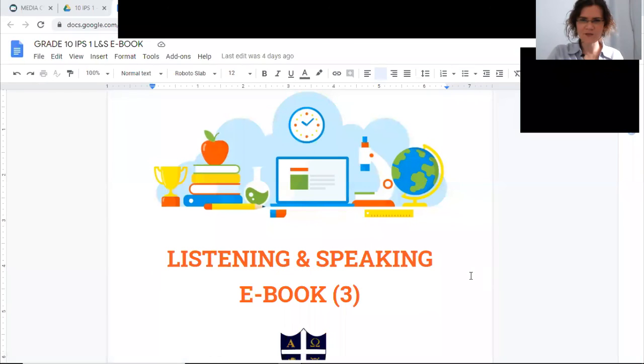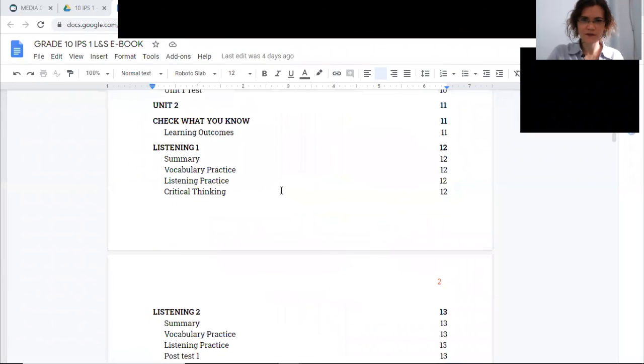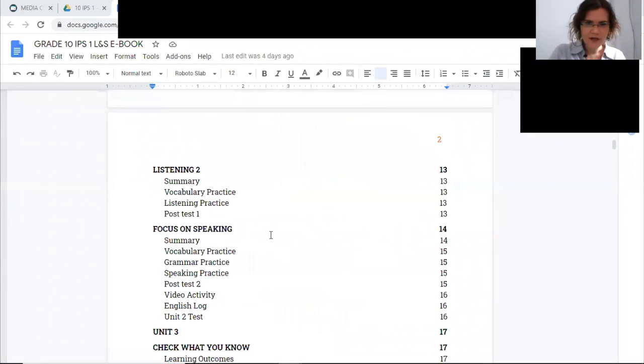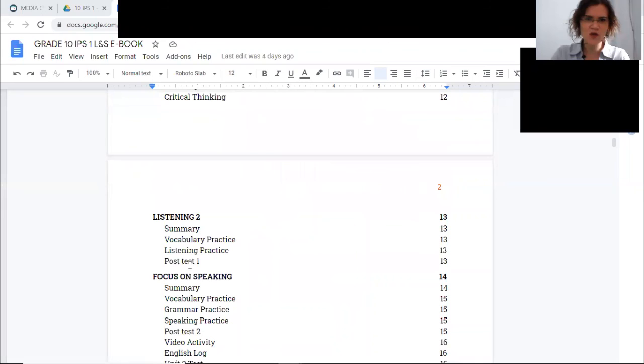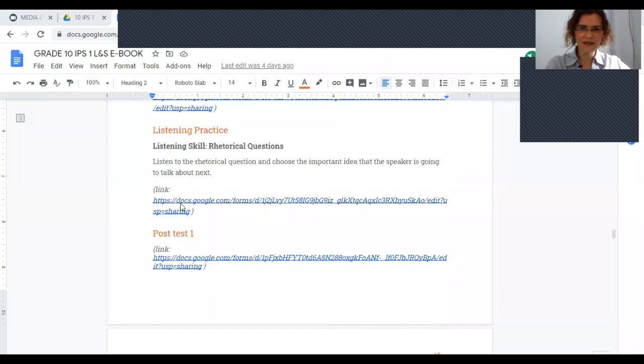I'm gonna share the screen real quick with you. Here you see the listening and speaking ebook, right? So what you do is you're going to go to post-test 1. You see here post-test 1, right? That's under the heading of listening to post-test 1. Click it. And it will bring you to your post test, so you can access the link and then you can do the post test. You can start with the post test right now, okay?